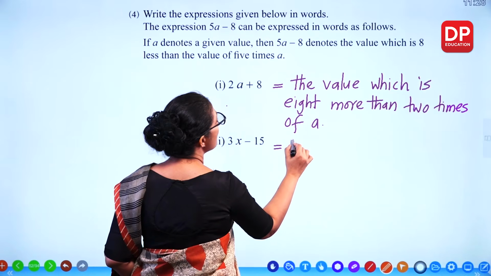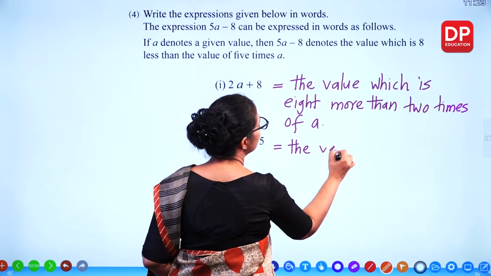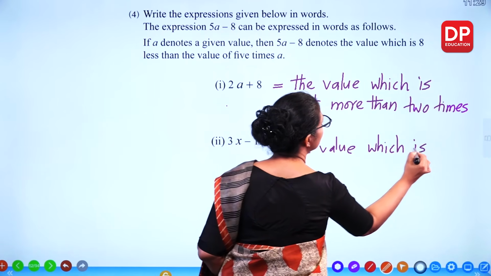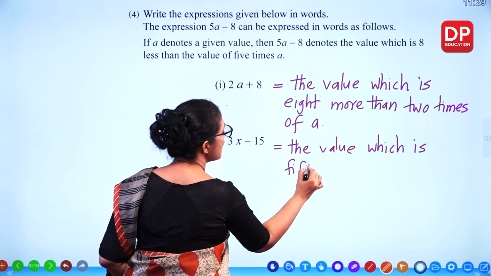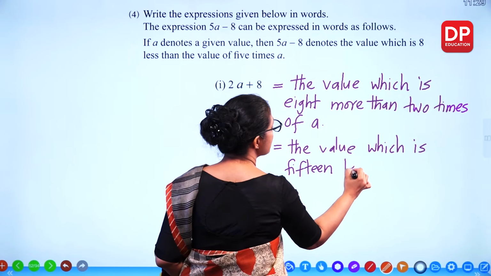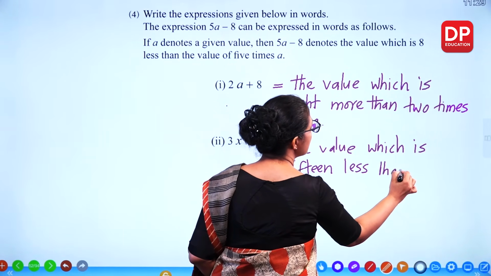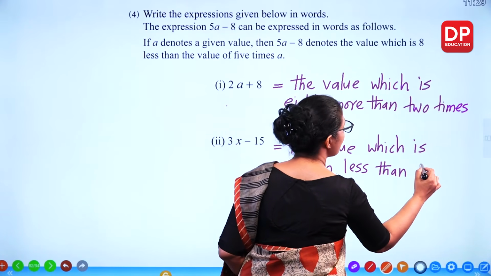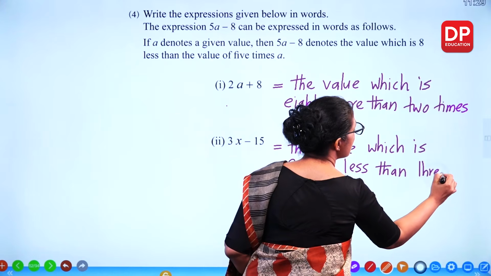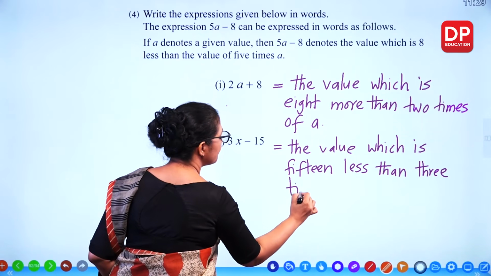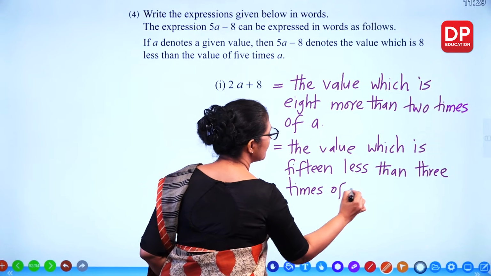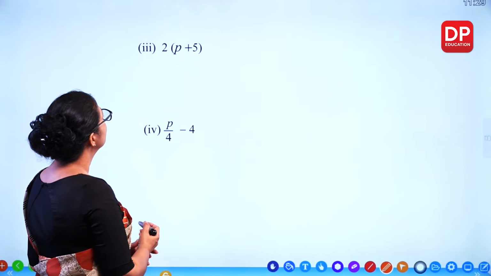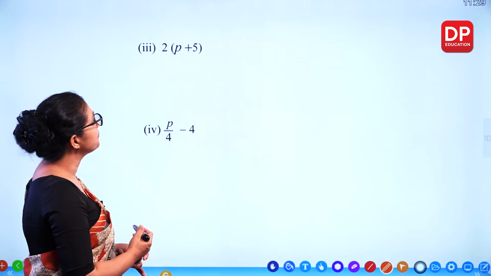We can write the value which is 15 less than 3 times of x. This one we can write.